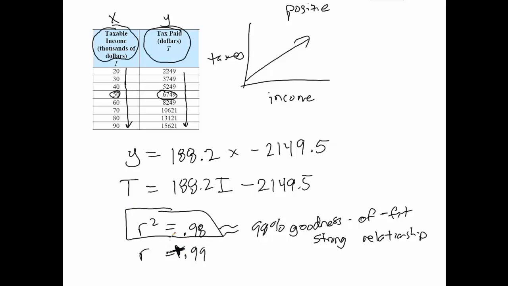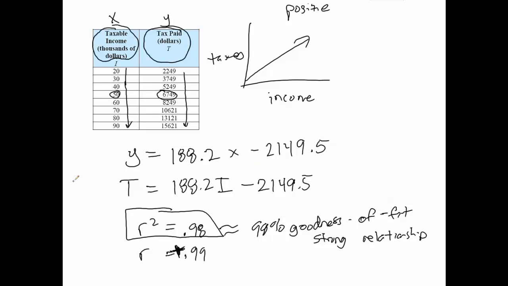The sign of this number can be valuable if you can't really tell by looking at the data, because it doesn't have to be all organized like this one is. Maybe our data is out of order, but the r will tell us what the relationship really is. Okay, so 98% goodness of fit.